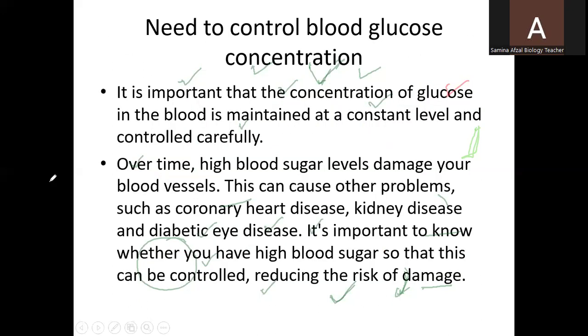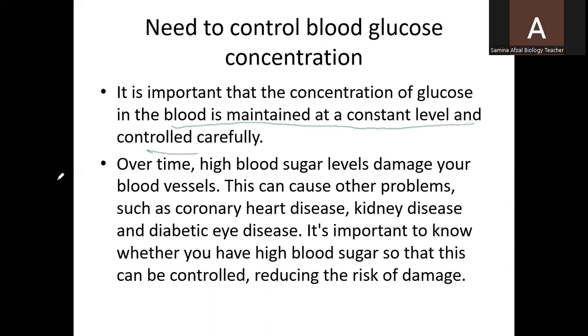Next, we need to control blood glucose concentration. Sometimes the blood glucose concentration is increased and sometimes it is decreased. Most of the time, a person having a problem has a disease which is called diabetes mellitus, so the glucose concentration is increased. There is a need to control blood glucose concentration because it is important that the concentration of glucose in the blood is maintained at a constant level and controlled carefully because it can cause a disease.